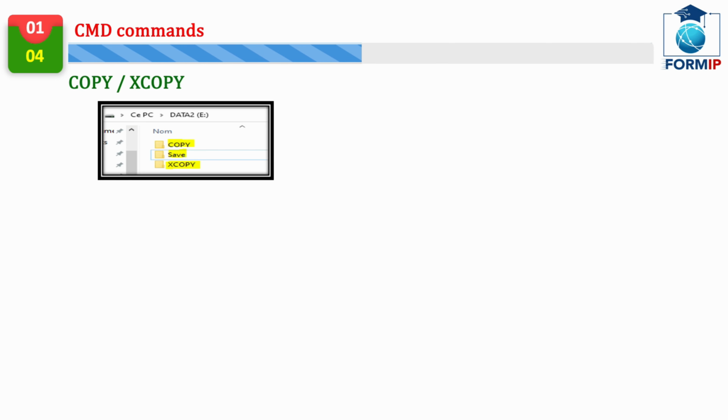For example, on my Data 2 disk, I have 3 folders. A save folder that contains one text file plus one subfolder with another text file, a copy folder, and an Xcopy folder.